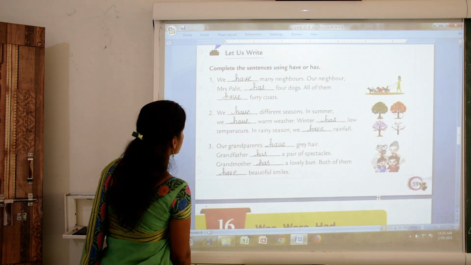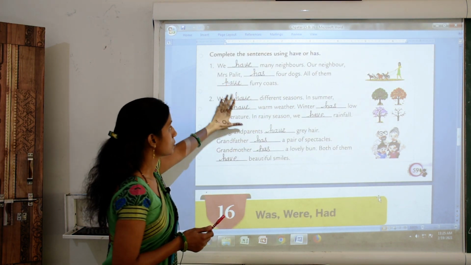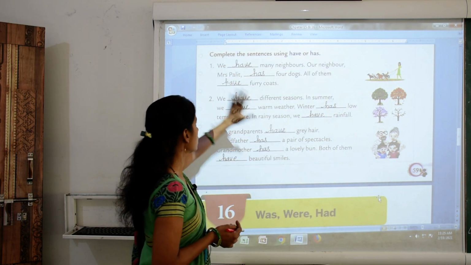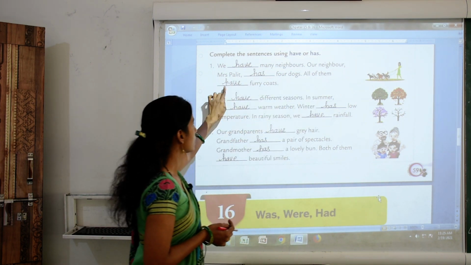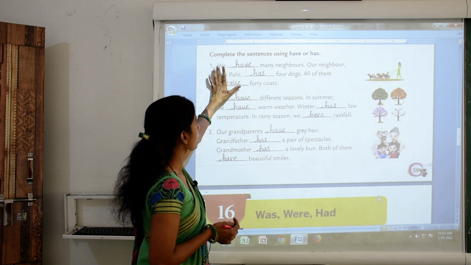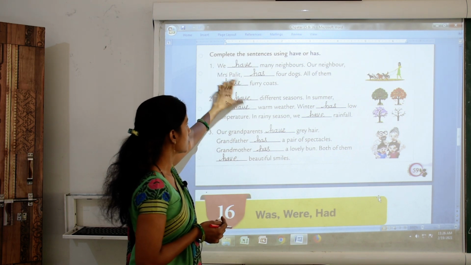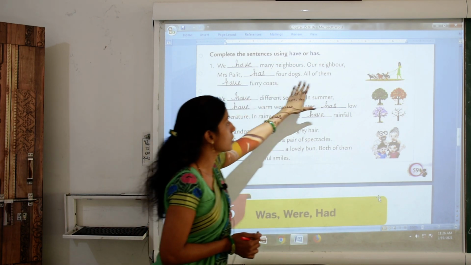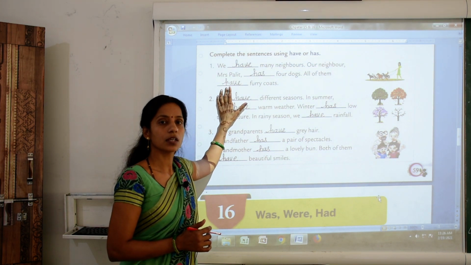Let's write the next exercise. Complete this sentence using have or has. Here also do the same. We have many neighbors. Our neighbor Mrs. Palit has 4 dogs. All of them have furry coats. Here we is plural, so we have. Mrs. Palit is a singular person, so we use has. And here, all of them, we use H-A-V-E, have.